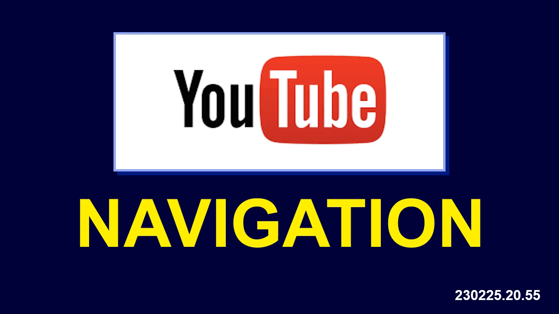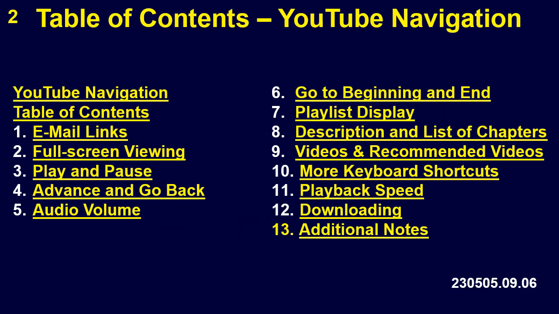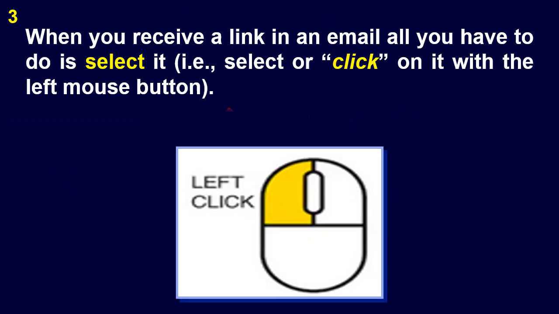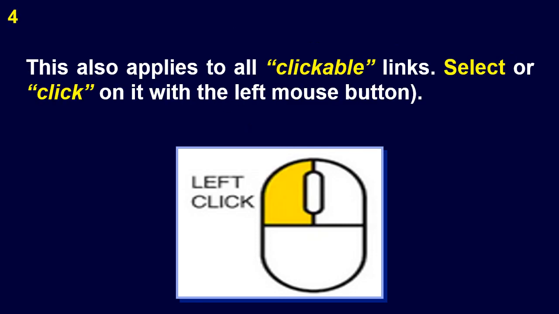Chapter 1. Here are some helpful tips for viewing the videos on YouTube. Table of Contents, YouTube navigation. When you receive a link in an email, all you have to do is select it, that is, click on it with the left mouse button. This also applies to all clickable links. Select or click on it with the left mouse button.